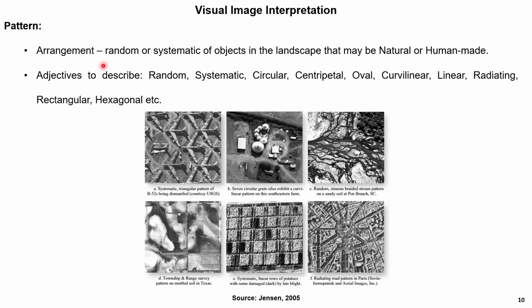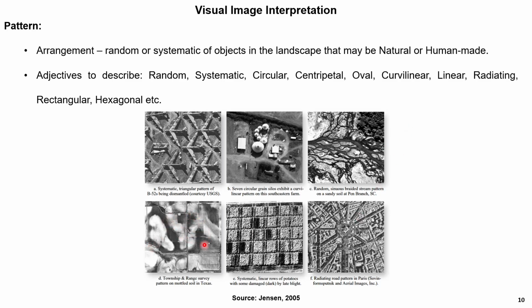Next is the pattern. So here we are talking about arrangement, how they are arranged. Here you can see some aircrafts arranged in some orderly fashion. Here there are some factory silos that are arranged in a curvilinear fashion. And for our application, we can talk about what is the pattern of our drainage system. This is with respect to the application in water resources engineering.